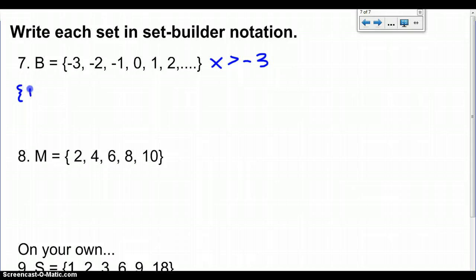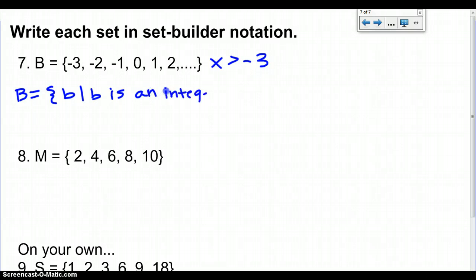So we have our bracket. We need to write b is equal to, define our variable, let's use b, and then we have b is a, and then we need to look at our definitions, and when you look at the front, our definition that fits this one is an integer, so we have an integer that, and then we have to have our semicolon and write our inequality. And that is our set builder notation for number 7.